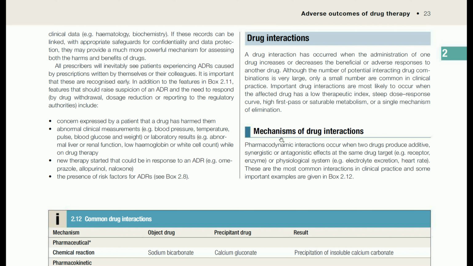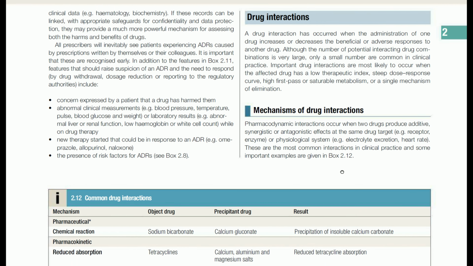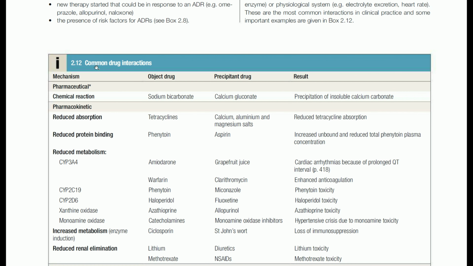Mechanisms of drug interactions. Pharmacodynamic interactions occur when two drugs produce additive, synergistic, or antagonistic effects at the same drug target, for example receptor, enzyme, or physiological system, for example electrolyte excretion, heart rate. These are the most common interactions in clinical practice, and some important examples are given in Box 2.12. Box 2.12, common drug interactions. Mechanism, object drug, precipitant drug, result.